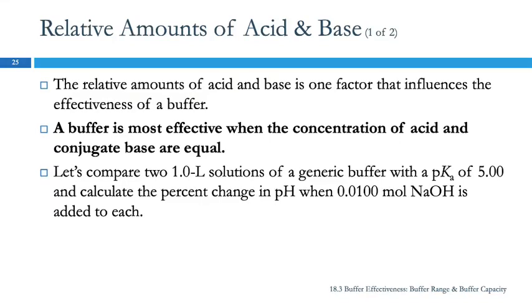Okay, so we learned about buffers on Tuesday, and we're going to continue that discussion. We are going to learn about what sorts of things make a buffer more or less effective. So one of the things is relative amounts of acid and base. A buffer is most effective when the concentration of acid and conjugate base are equal.